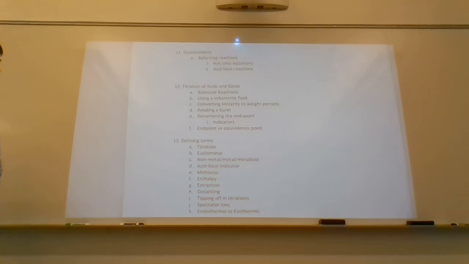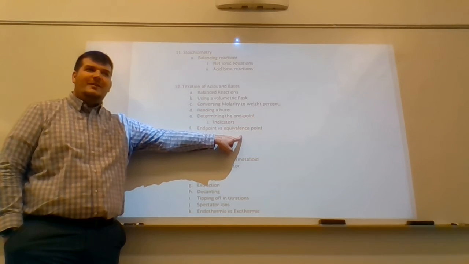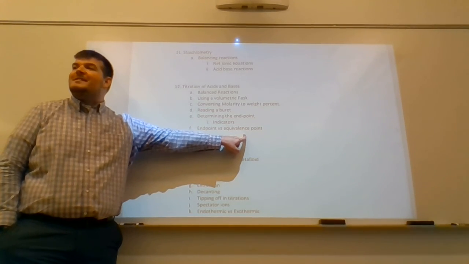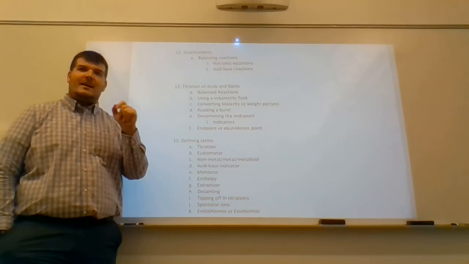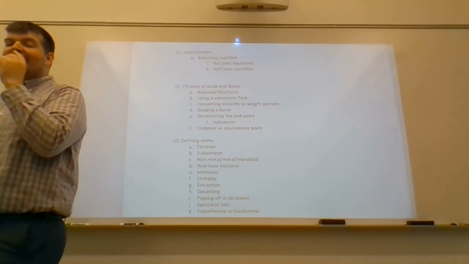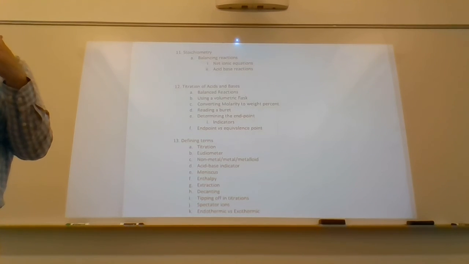All right. So the equivalence point is when the moles of acid is equal to the moles of the base. The goal is to have the pH of the equivalence point be the same as the pH of the indicator's endpoint. That is the goal. We will pick an indicator that matches that pH, okay?